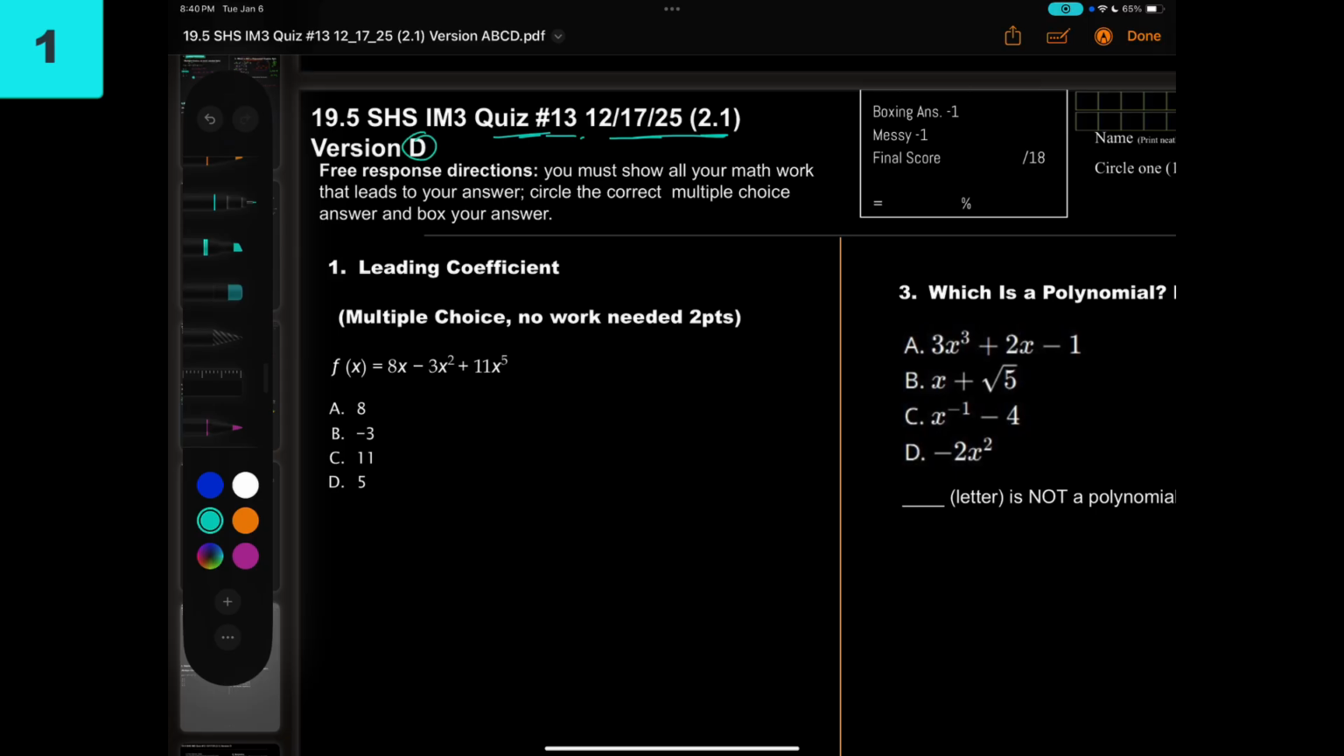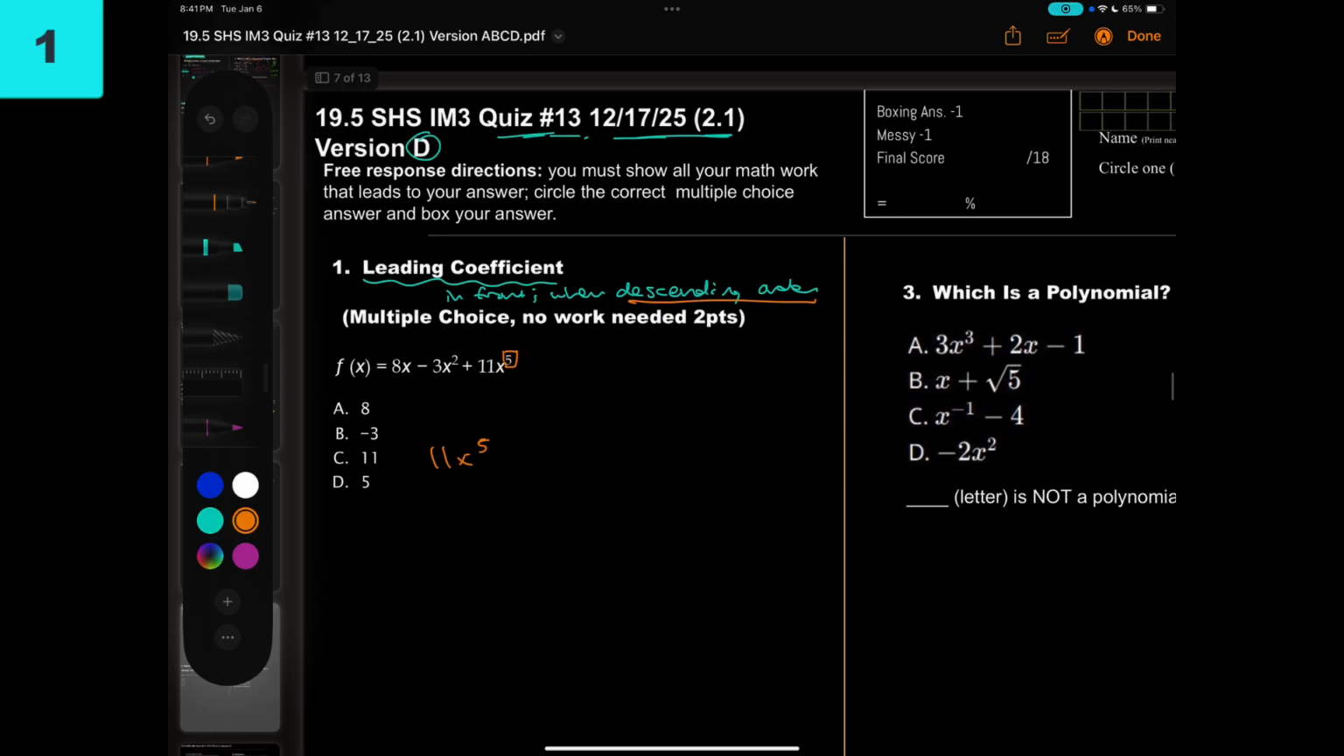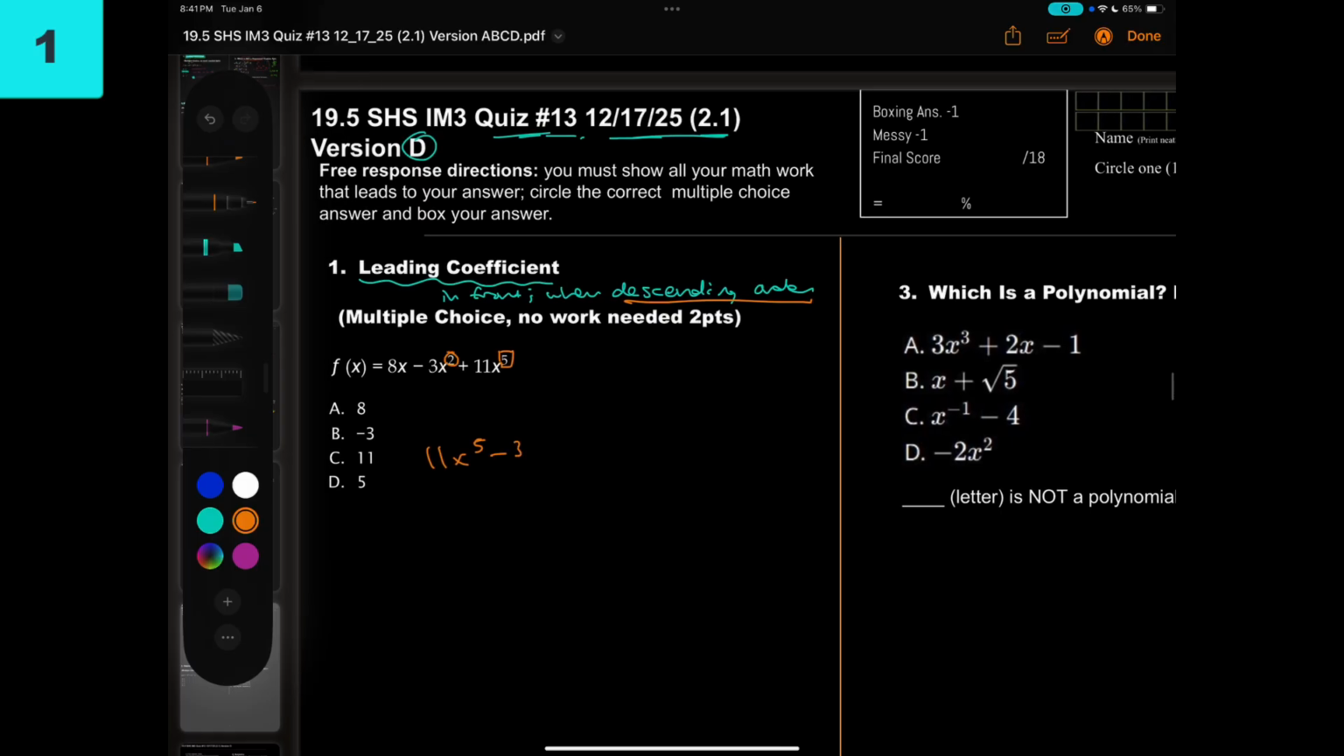This is version D. The leading coefficient is the one in front when it's in descending order. So descending order refers to when you put the largest degree first, and then you go with the next one, and this is the last one. Okay, so then the leading coefficient is actually 11.